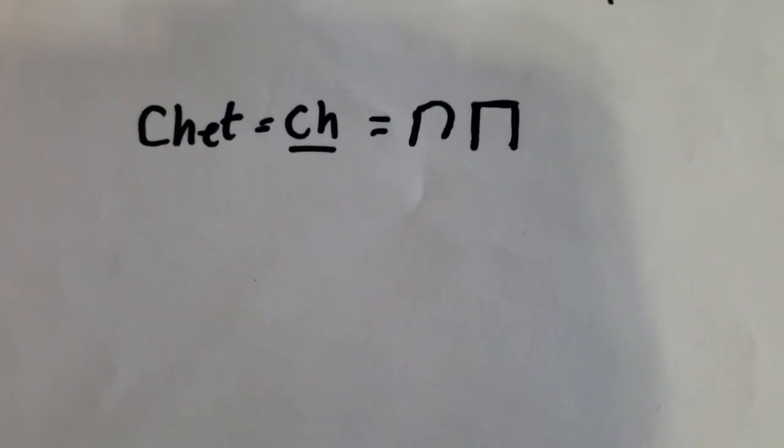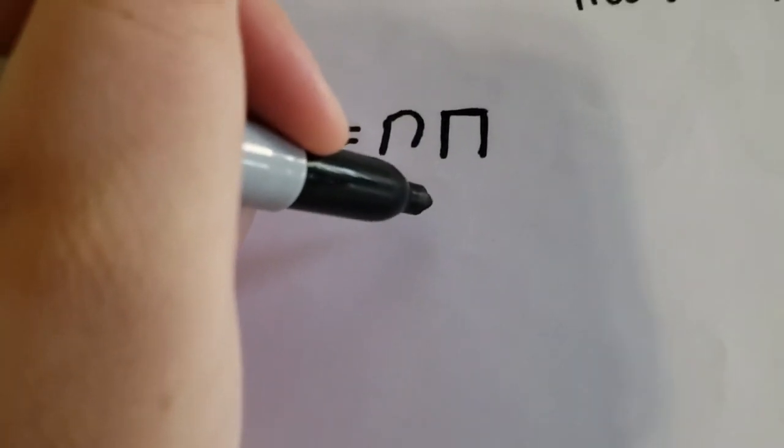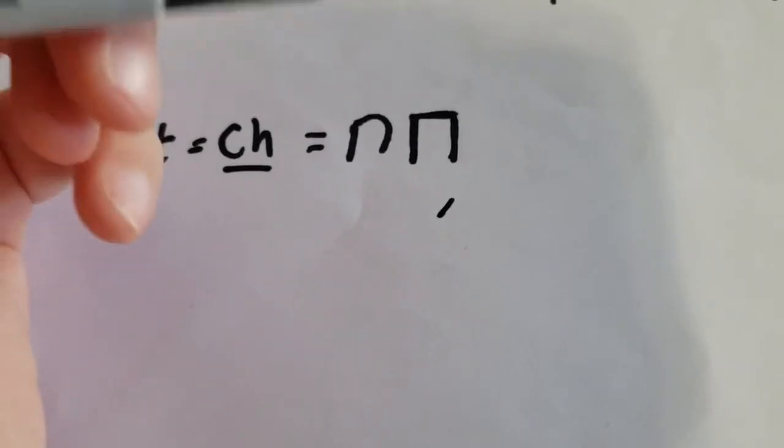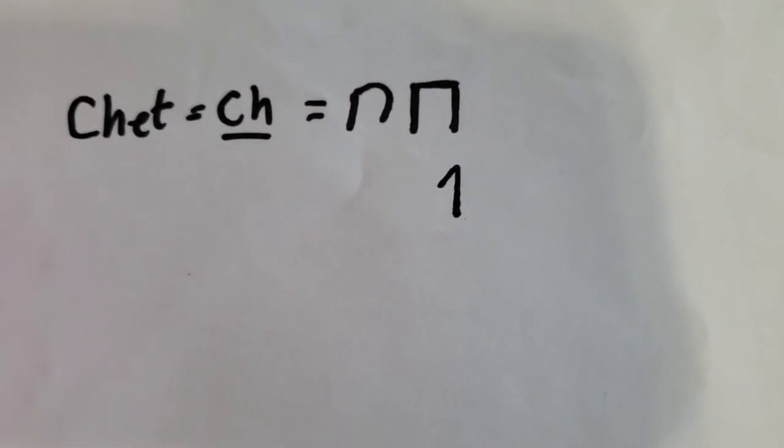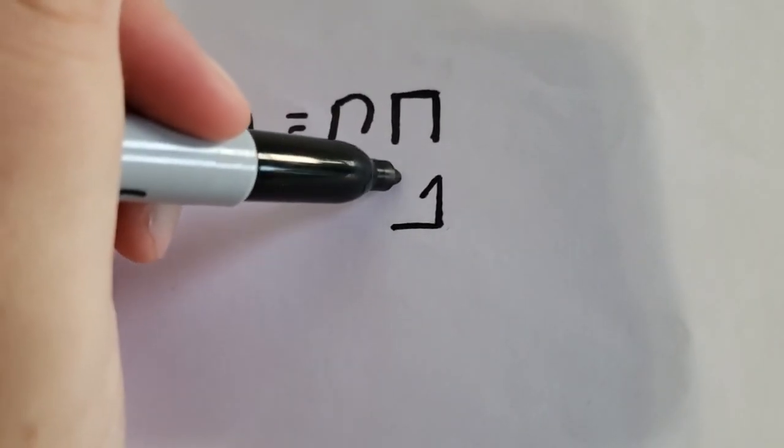Okay, next letter is Tet. Tet is like this. You make a small line going down diagonally, and then you bring it down, and then you're making an upside down box.